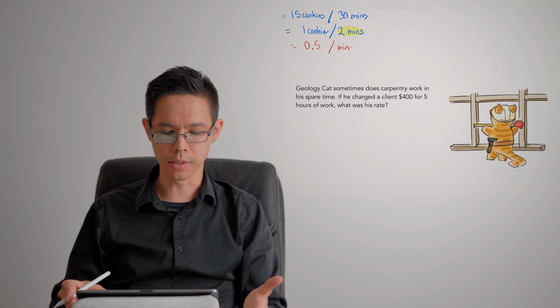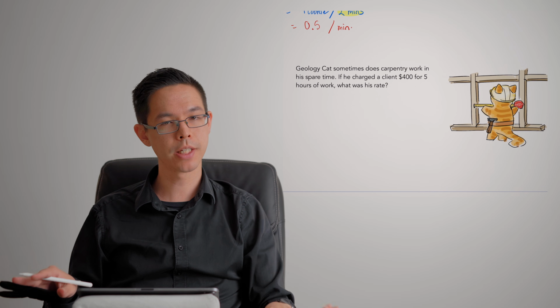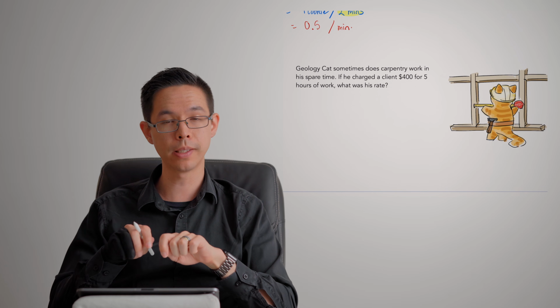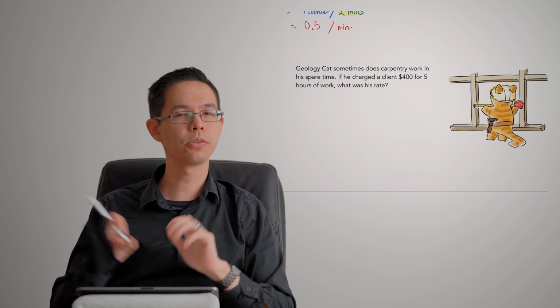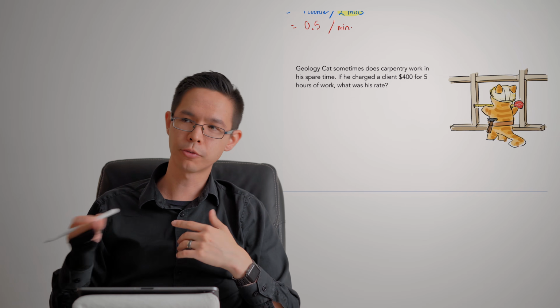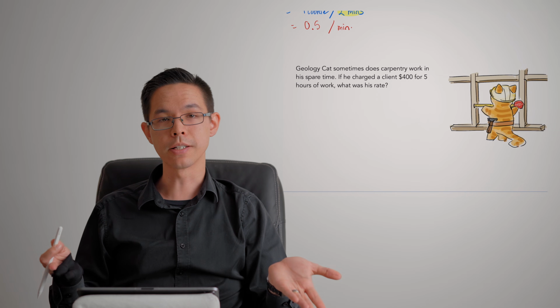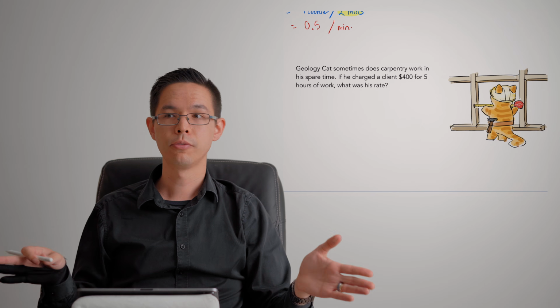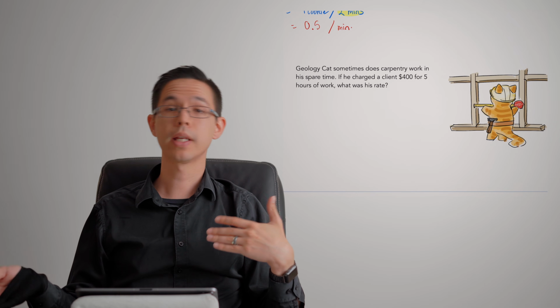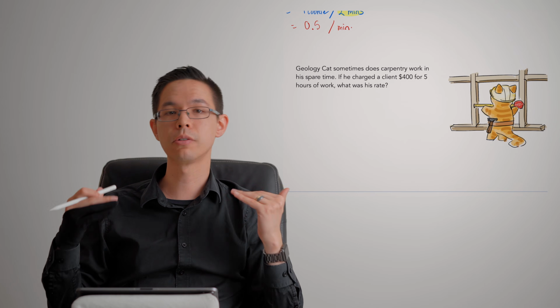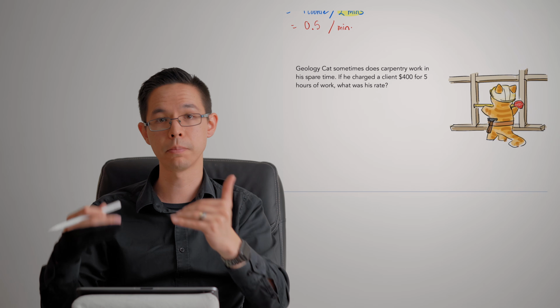Let's work the other way around. So here, Geology Cat has put down his cookies, he's gone off to work, he's put his tool belt on, he's now on the construction site doing a little bit of work for a friend. Now, he's charged his client $400 for 5 hours of work. We can actually use those numbers to calculate the rate at which he's charging the client money.